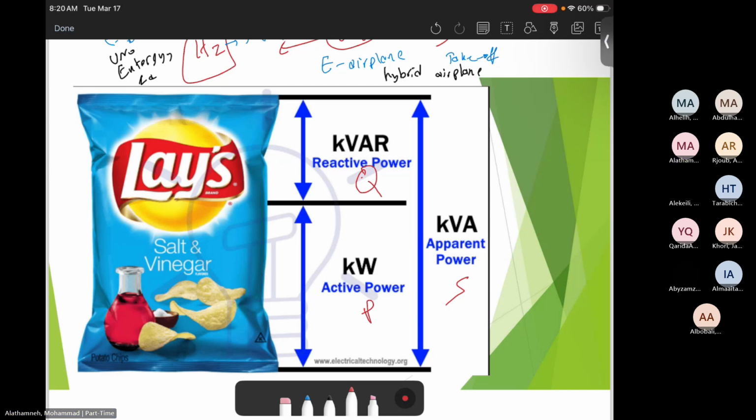This is the real power. But what you are paying for is the whole bag, which is real and reactive power. That's what happens for industrial customers, where we worry about real and reactive power, and they look at the apparent power. However, residential customers only pay for the real power. Overall, we need to understand the difference between reactive power and real power. Real power is what we are really consuming. Reactive power is essential, but at the same time, we don't want too much of it.